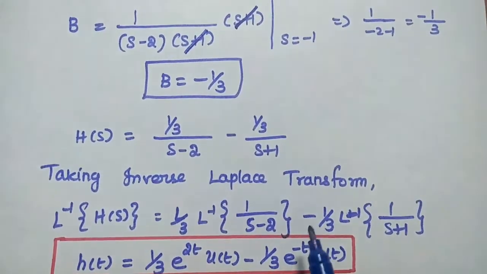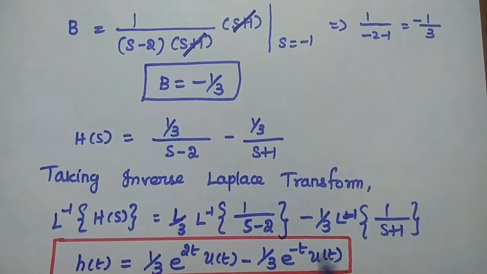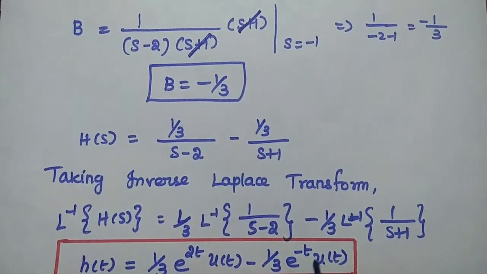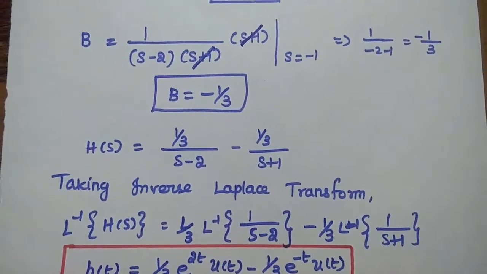Then minus 1 by 3 is a constant, we can take it as such, and then 1 by s plus 1. Its inverse transform is e power minus t u of t. So this is the answer for this problem.